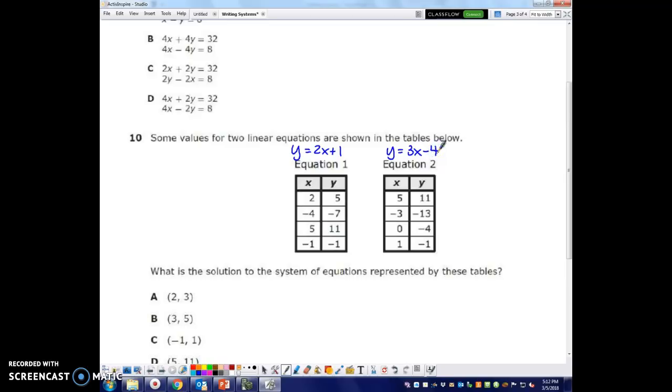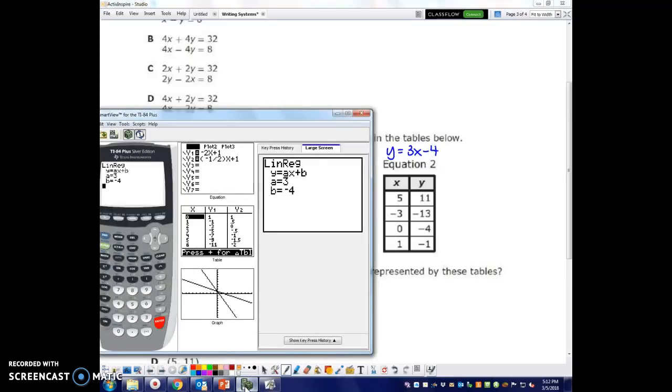Okay, so now let's type those in. So we have y equals 3x minus 4. And then the next one is y equals 2x plus 1. Graph.